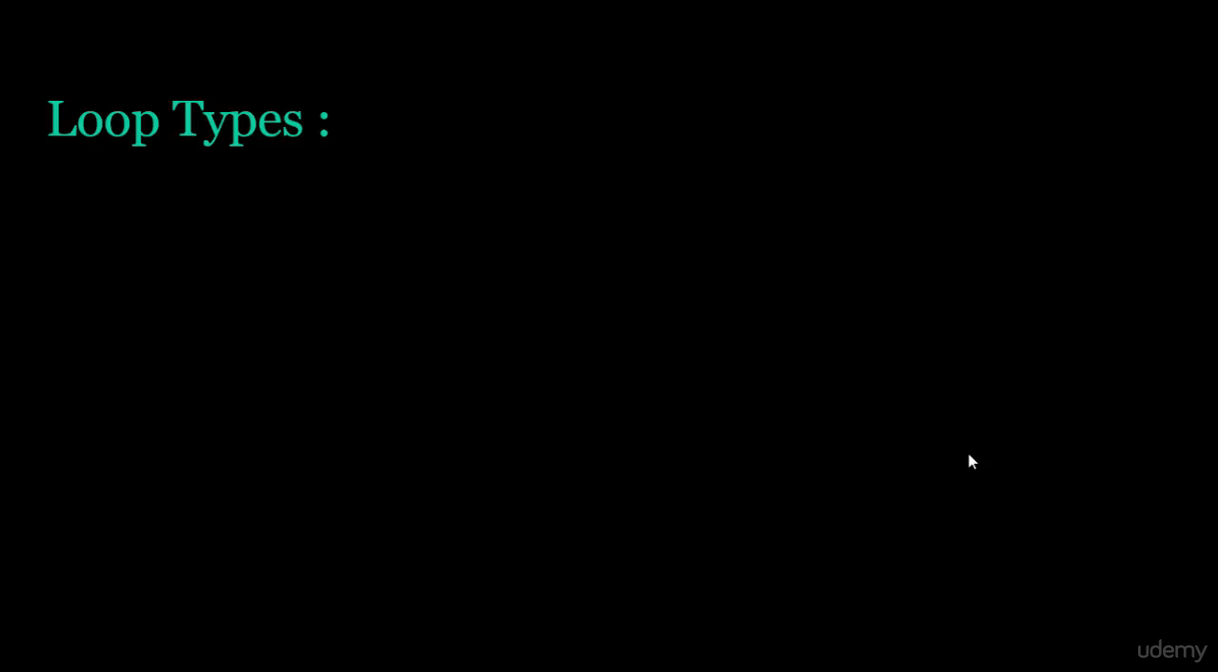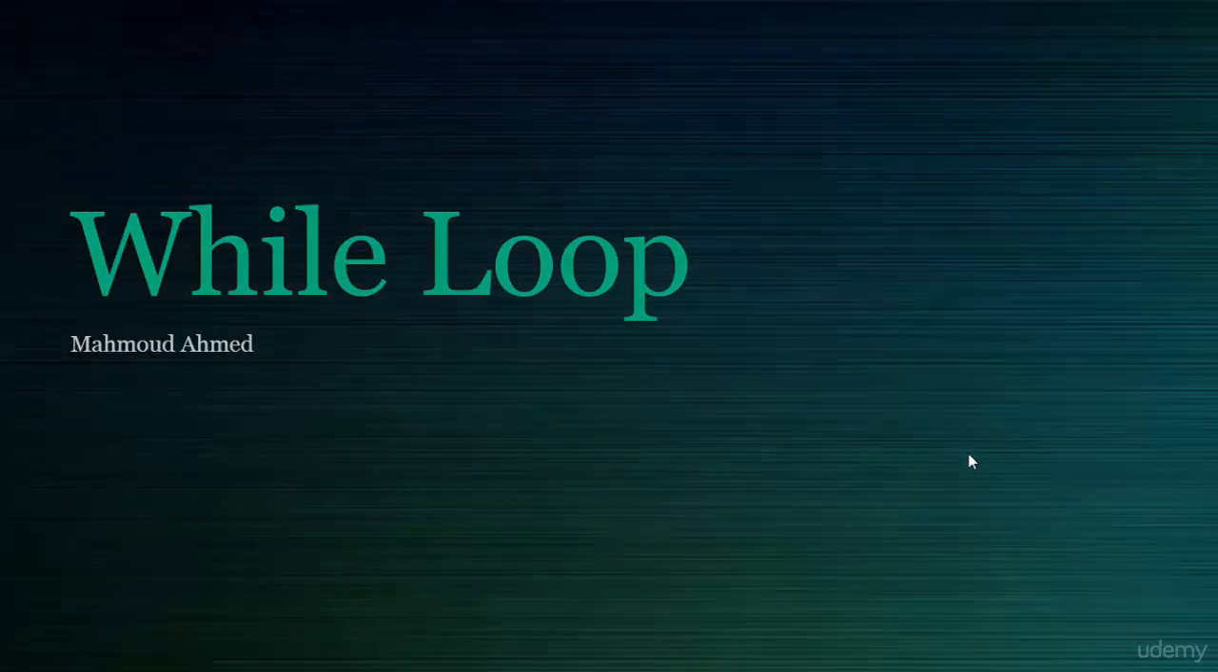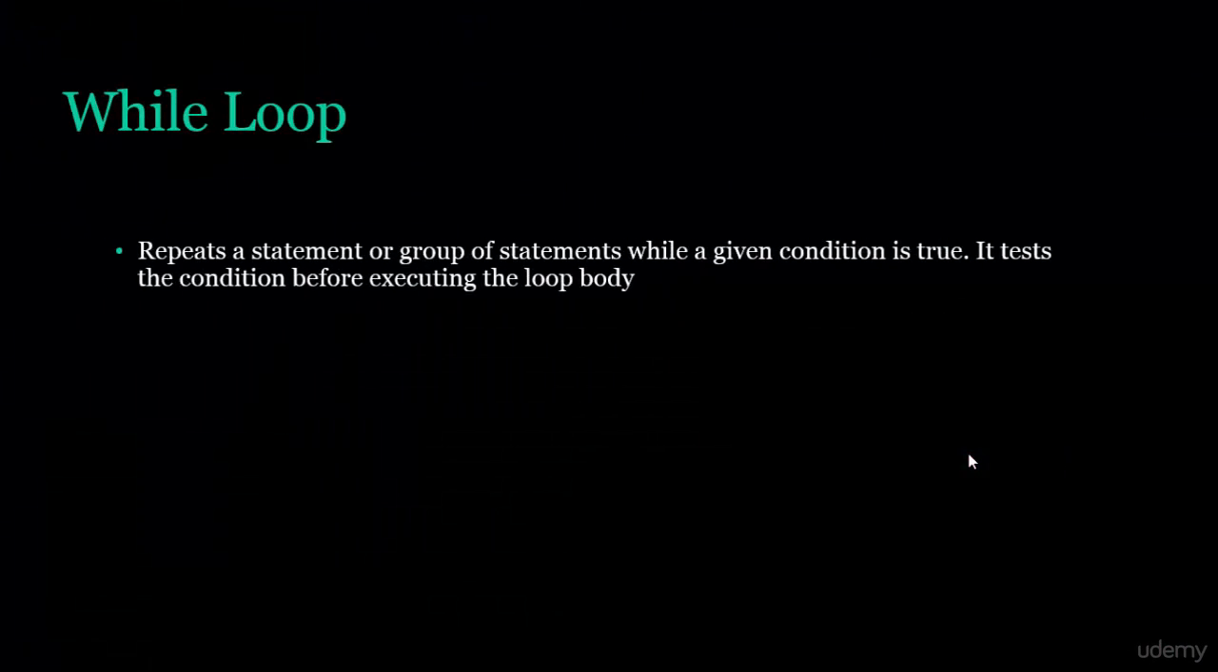In Python, there are some loop types like while loop, infinite loop, for loop, and nested loop. Let's see every one of those types with some examples. The while loop repeats a statement or a group of statements while a given condition is true. It tests the condition before executing the loop body.